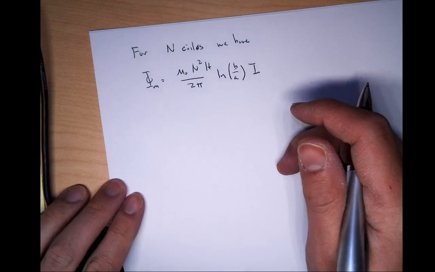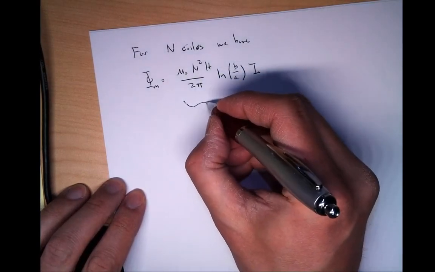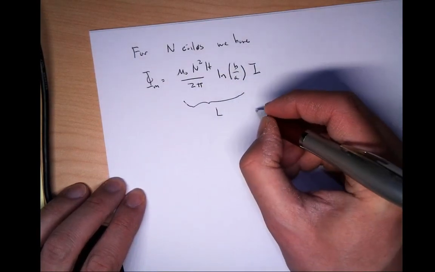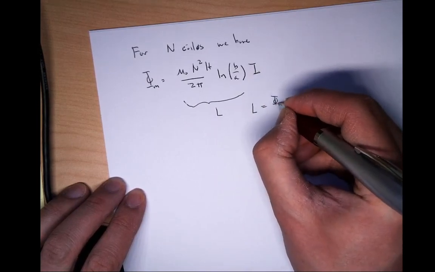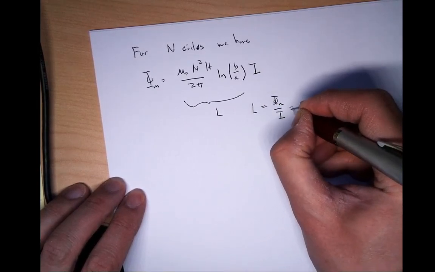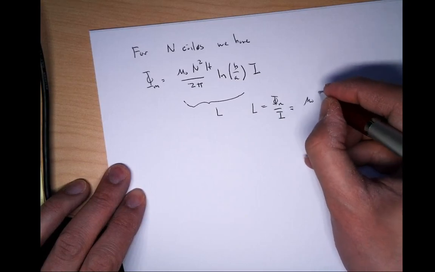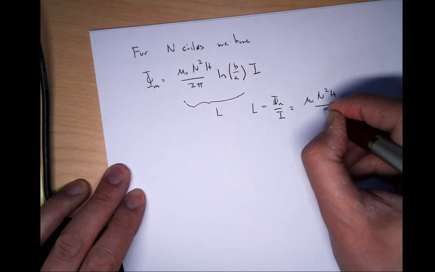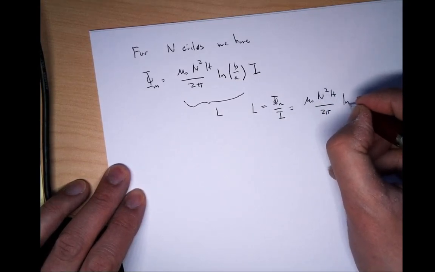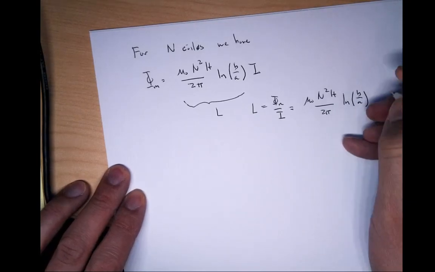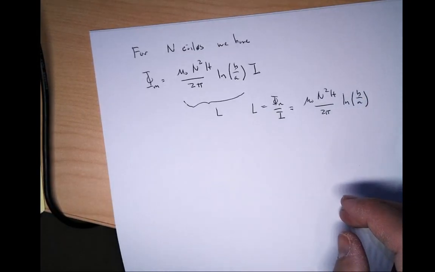And so basically now we have L. This object here is L now. So L is equal to phi m over I, which is mu 0 N squared h over 2 pi times the logarithm of b over a. Beautiful.